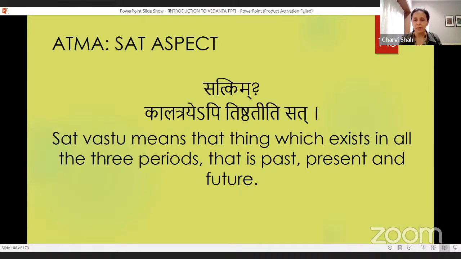So Kalatraye api tishthati iti Sat. So what is Satvastu? Satvastu is that which exists in all the three periods of time. Kalatraye means all the three periods of time. That is something that existed in the past also, that exists in the present also, and something that will exist in the future also. So Kalatraye api tishthati iti Sat. This is the definition of Sat, which is given by Tattva Bodha.